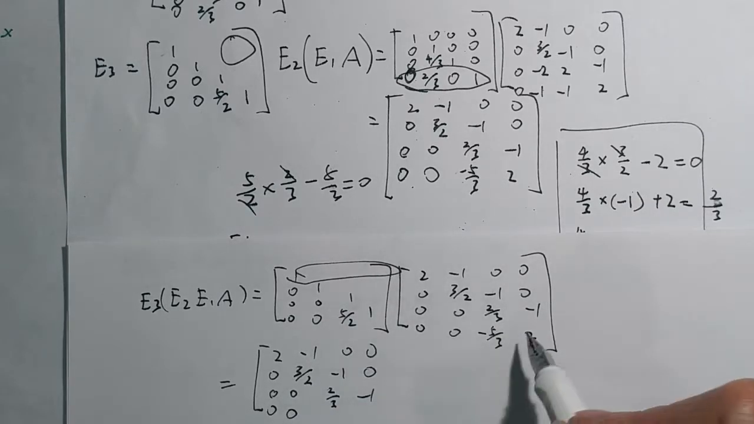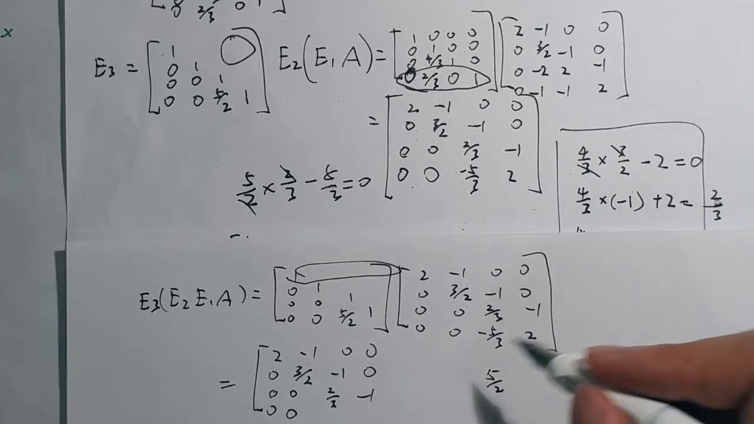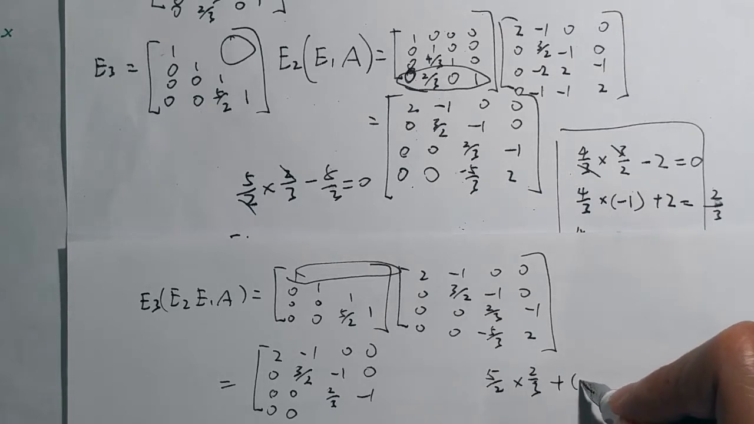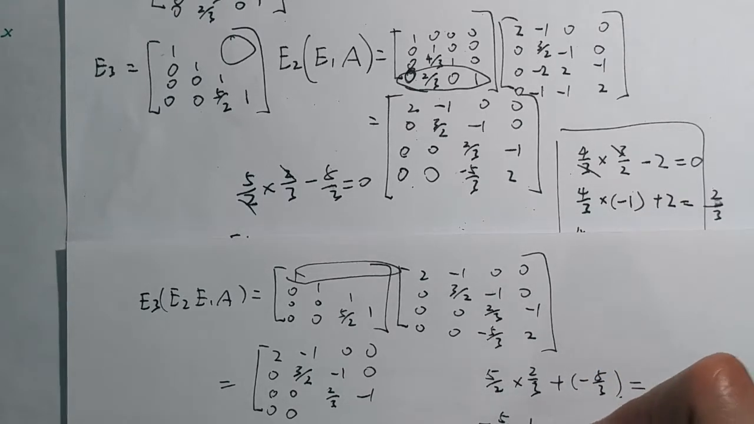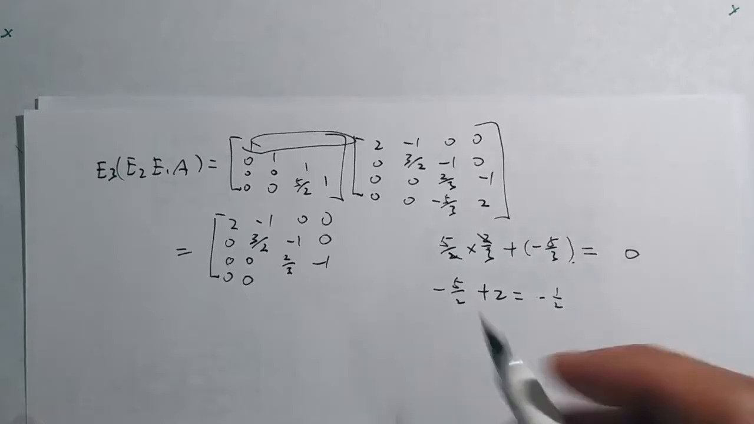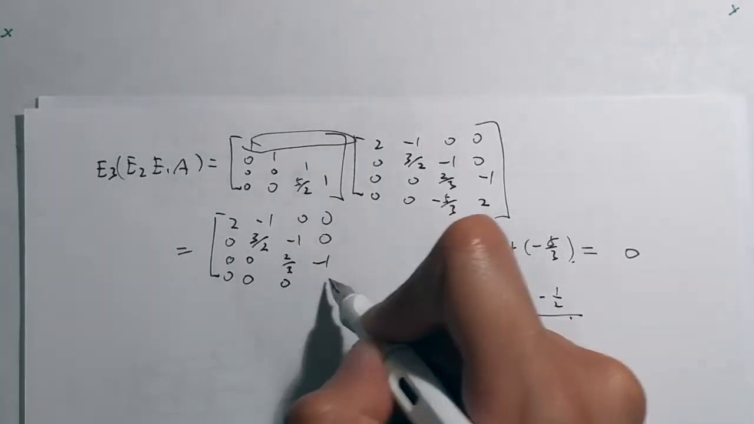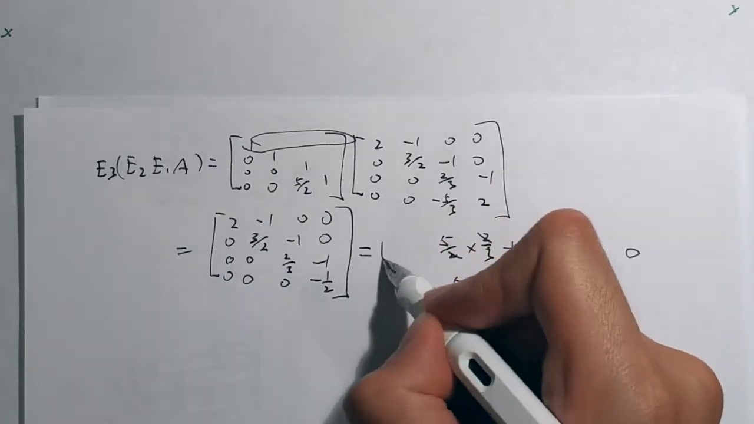So it will be 0, 0, and 5 over 2 times 2 over 3, plus negative 5 over 3. Another one is negative 5 over 2 plus 2. So this one cancels out, so it equals 0. This one will be negative 1 over 2. So this is 0, this is negative 1 over 2. And as you can see now, it becomes an upper triangular matrix U.